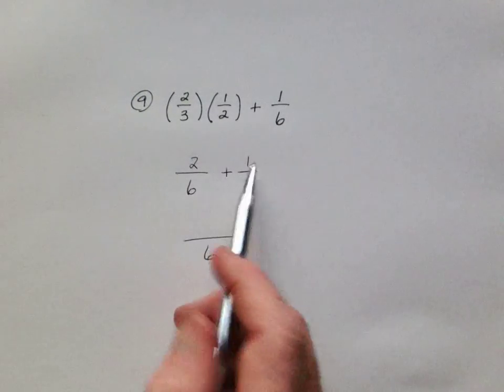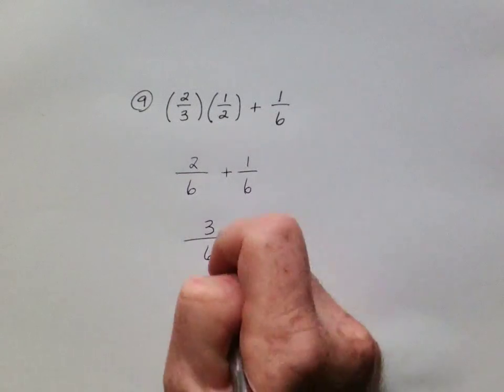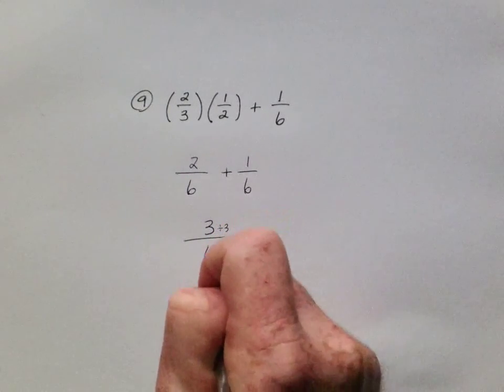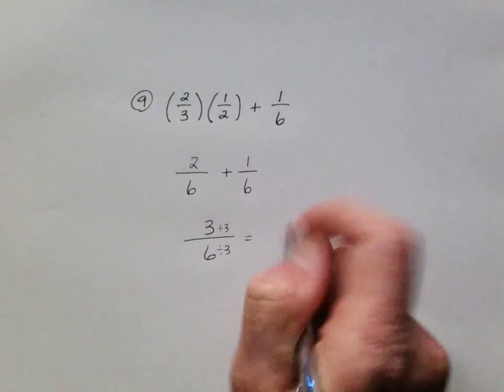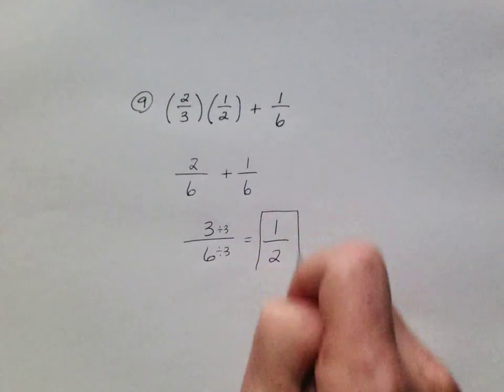and then just add the 2 and the 1, so it's 3. And then you could reduce because this could be divided by 3 and this could be divided by 3. So it would leave a 1 on the top and then a 2 on the bottom.